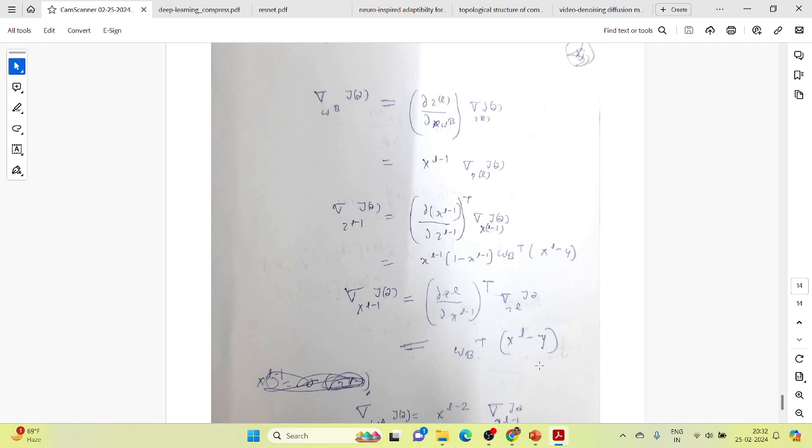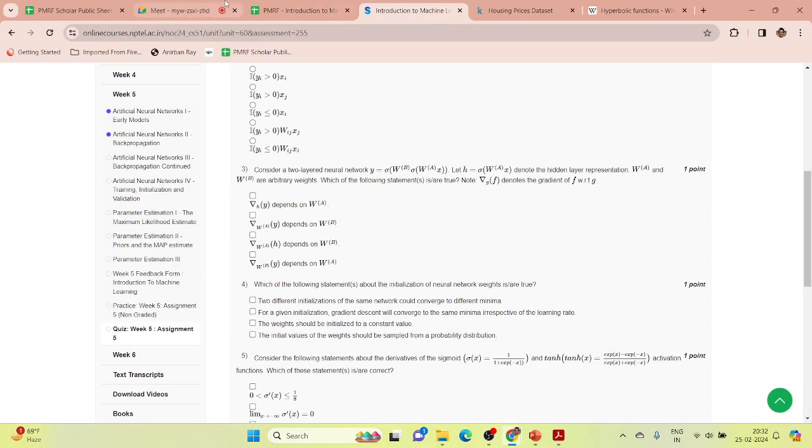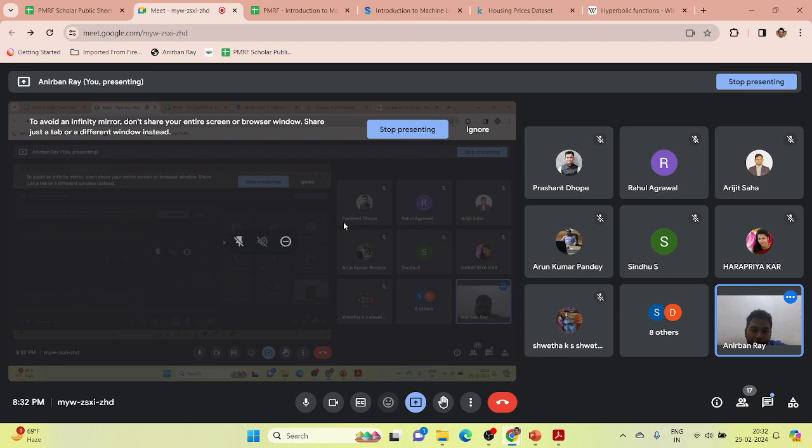Backpropagation is not easy. If somebody understands something, then I can progress. Otherwise, I will stop here. No one is going to answer.